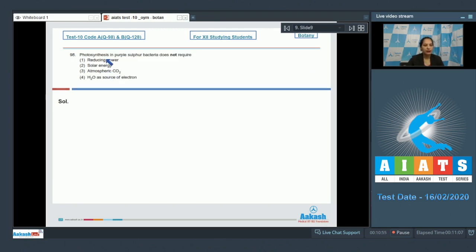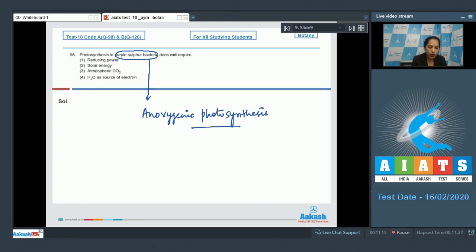Question number 98. Photosynthesis in purple sulfur bacteria does not require. Purple sulfur bacteria perform anoxygenic photosynthesis. What does it mean? It means they do not evolve O2 during photosynthesis. It means water is not involved, or water is not the source of electron.